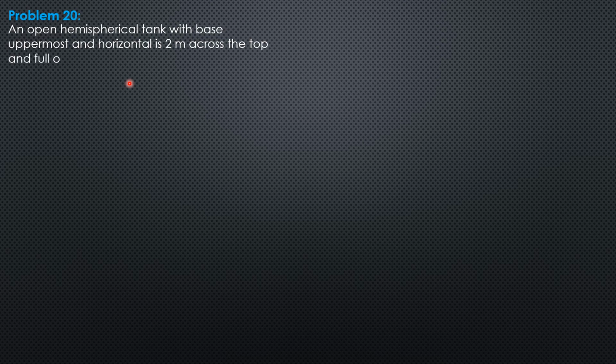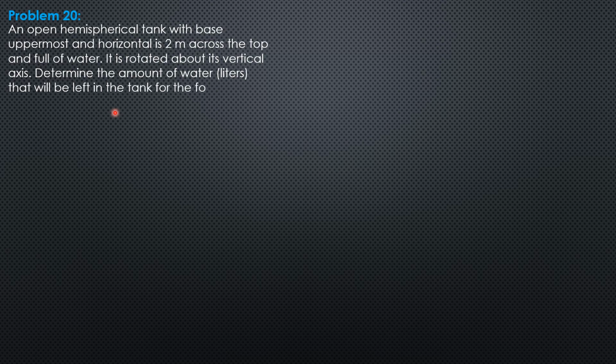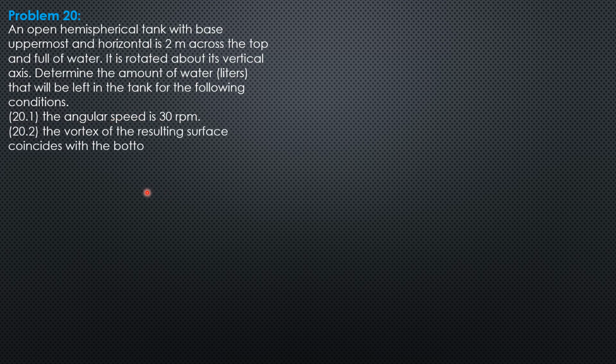Hi everyone, this video is the presentation of the solution to the last example on rotated vessels. And here is the problem. An open hemispherical tank with base uppermost and horizontal is 2 meters across the top and full of water. It is rotated about its vertical axis. Determine the amount of water in liters spilled or that will be left in the tank for the following conditions.